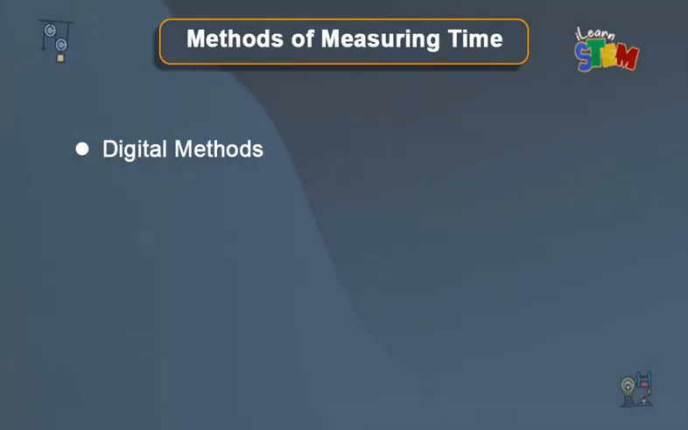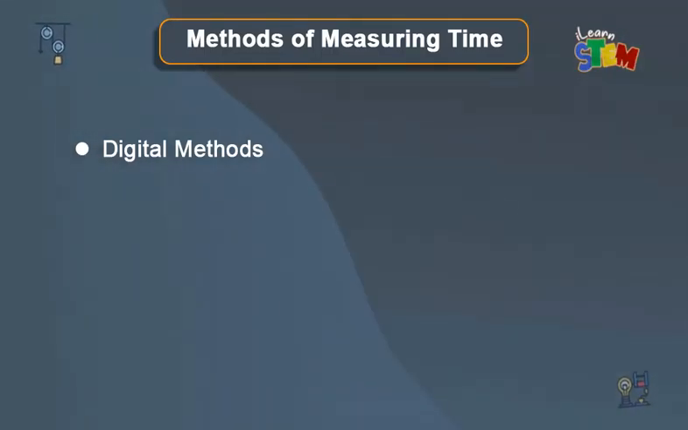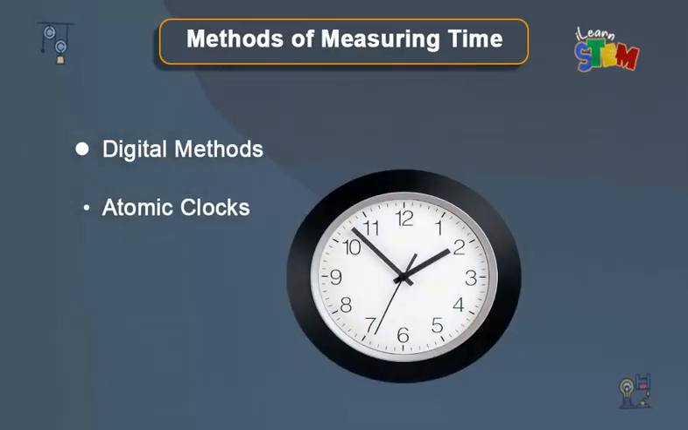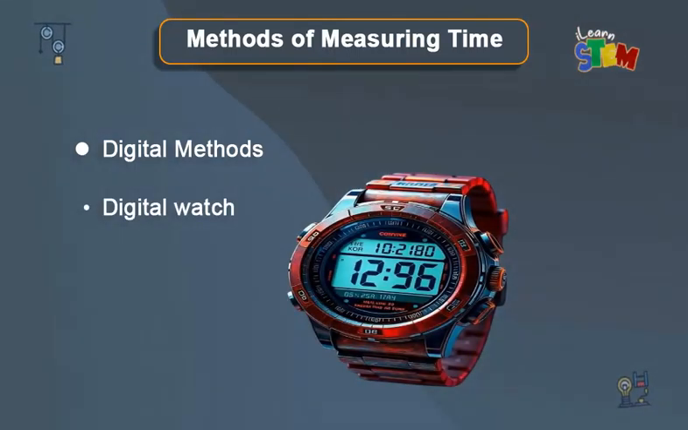The digital methods. This method uses electronic or digital devices and technologies to measure and display time. Here are some digital timekeeping devices. Quartz clocks. This instrument uses a quartz crystal to regulate a digital display. Atomic clocks. It uses the vibrations of atoms to regulate a digital display. Digital watches. This instrument is a portable digital clock that can be worn on the wrist.